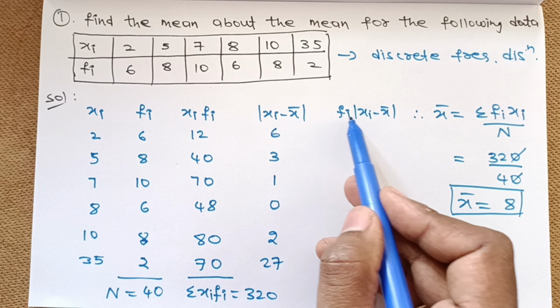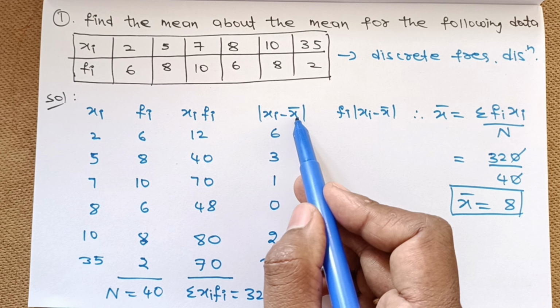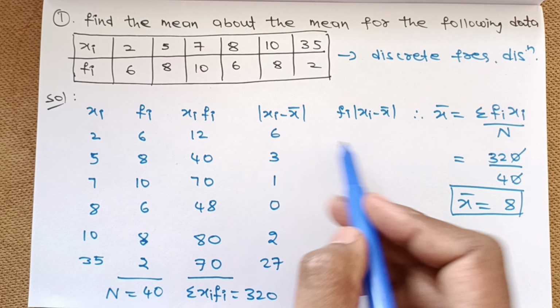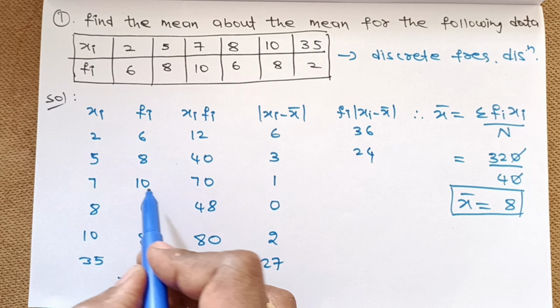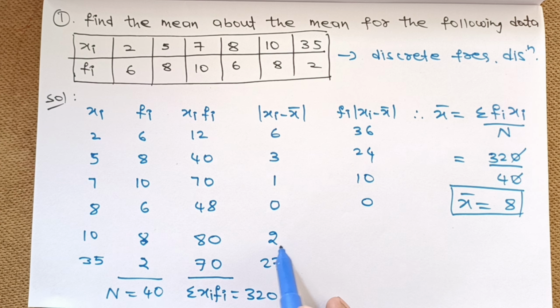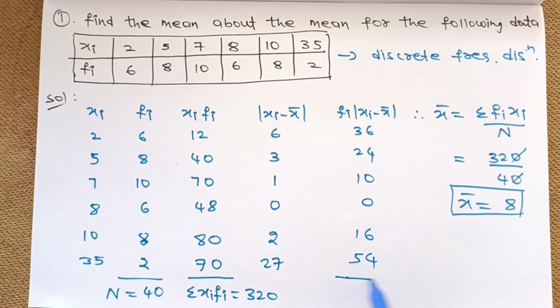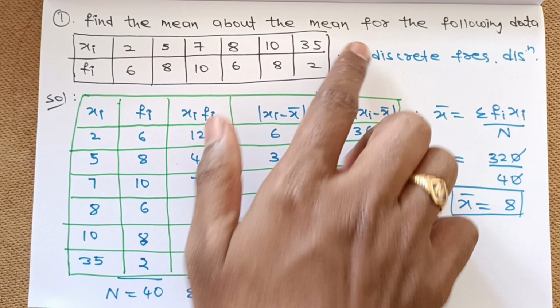Next we find fi into mod xi minus x bar, multiplying mod xi minus x bar with fi. 6 into 6 is 36, 8 into 3 is 24, 10 into 1 is 10, 6 into 0 is 0, 8 into 2 is 16, 2 into 27 is 54. Now we add all these values. What will you get? 140. Now using this table we can find the mean deviation about the mean.